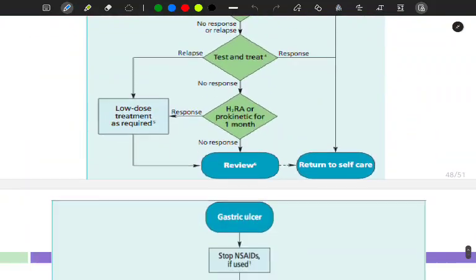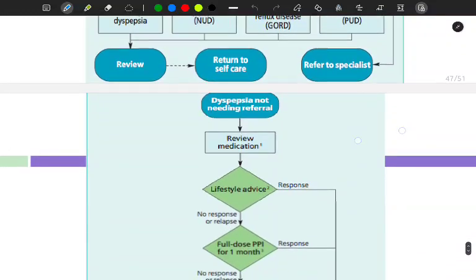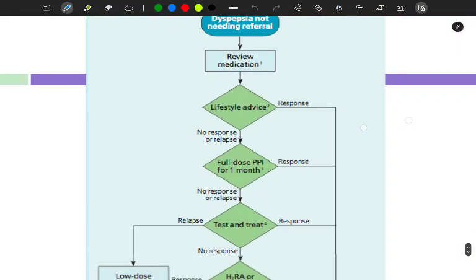Dyspepsia not needing referral: review medication, lifestyle, response. If PPI for a month gives a response, that's good, you keep them under your eye. No response or relapse, just treat for H. pylori. Relapse, low dose treatment is required. If no response, add a prokinetic for 1 month, and if no response, refer to the GI. So there is a hierarchy before you send them to the GI specialist.